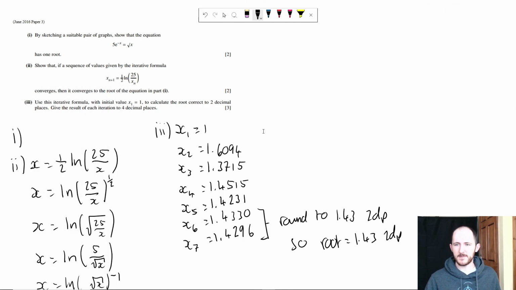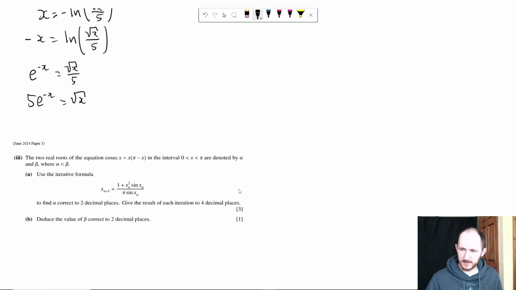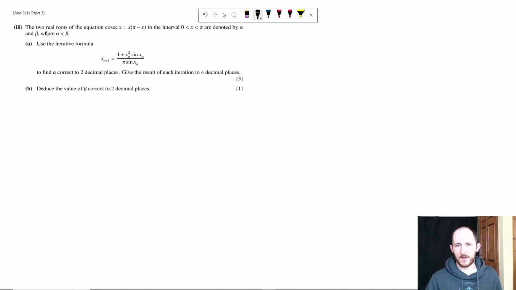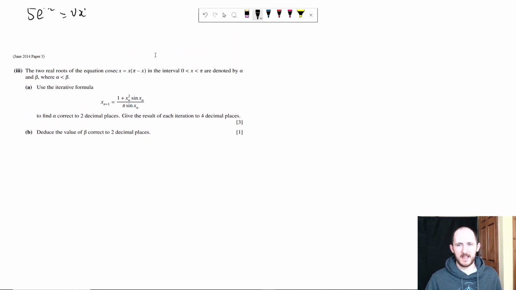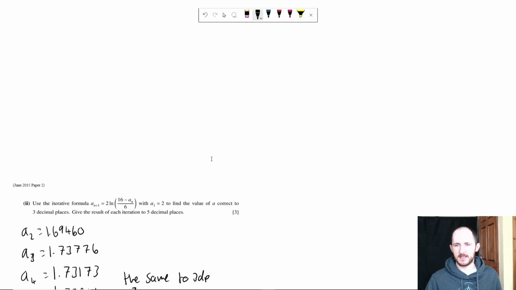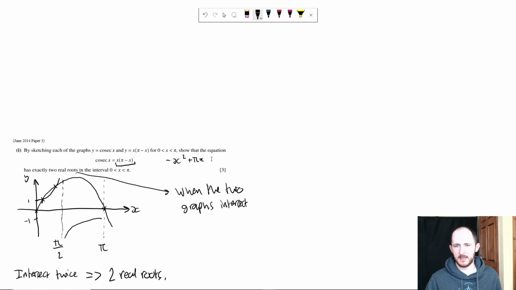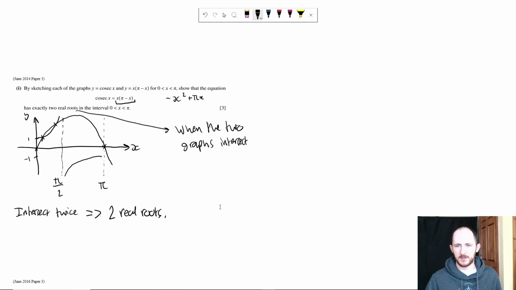Perfect. Not too bad for 3 marks. It is kind of a free 3 marks as long as you don't make like a silly error. But, okay. Now this, if you notice, you know, if you have a shockingly good memory, this is the exact question we did back up here. It's the very first question, okay?